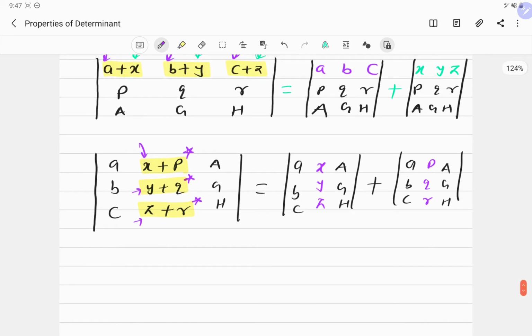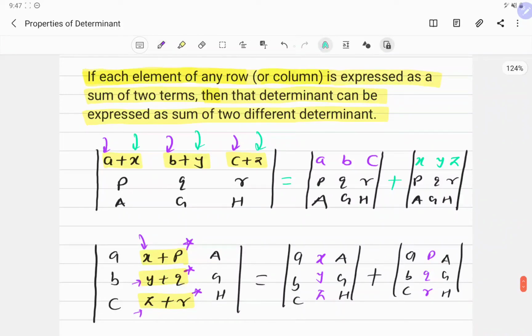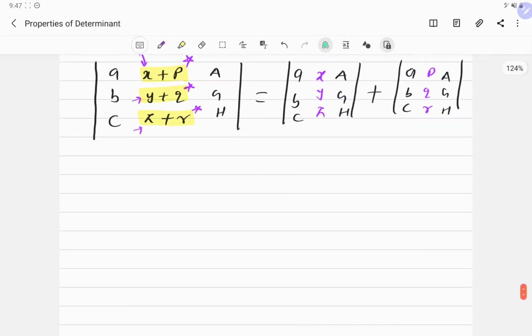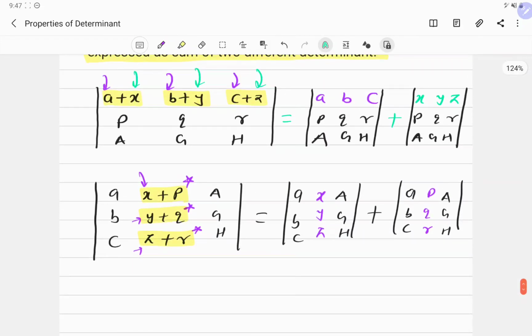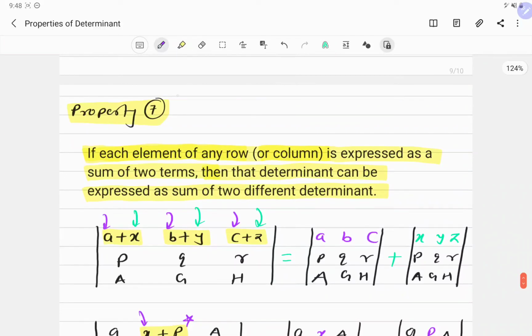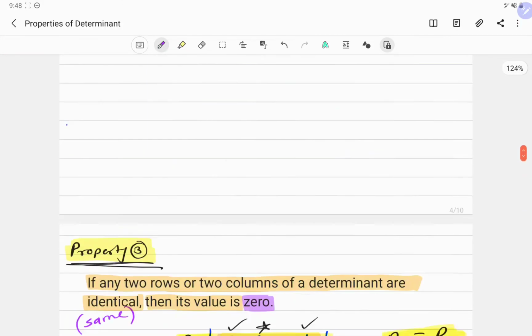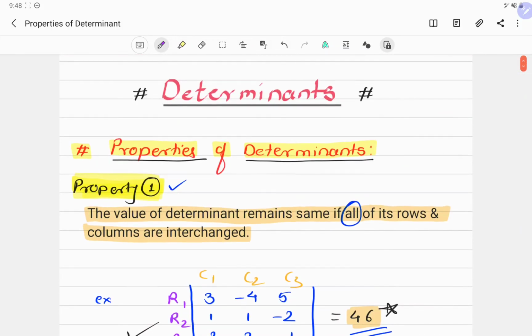Now this is the thing that they want to express from this property, that if each element of any row or any column is expressed as a sum of two terms, then the determinant can be expressed as a sum of two different determinants in this way. So here I explained it with one example of a row as well as with a column. Now I hope with this explanation you got all the 7 properties of determinant. So friends, please observe, here we discussed all the very important 7 properties of determinant.